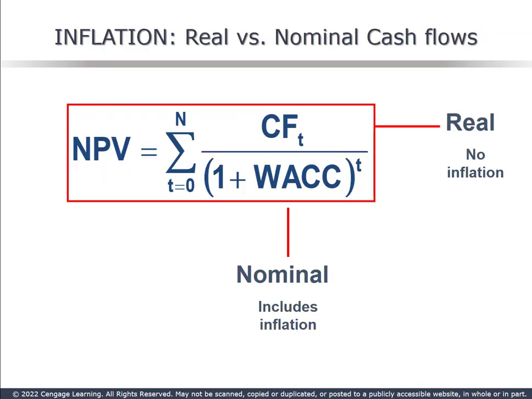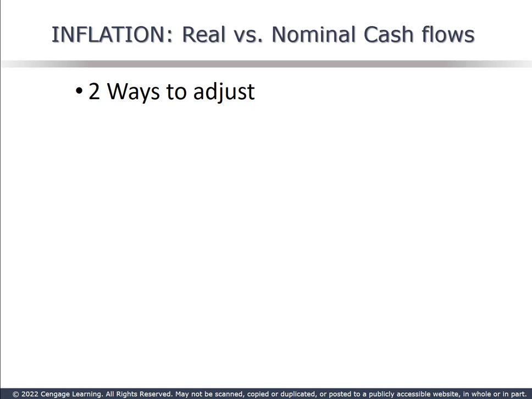To demonstrate further, looking at the basic NPV equation, cash flows in the numerator are real, no inflation. Yet the weighted average cost of capital in the denominator is based on nominal rates, with inflation included. Nominal rates are greater than real rates, and the cost of capital is a nominal rate, but our real cash flows do not include inflation. Result? Downward biased NPV. Two ways to adjust.